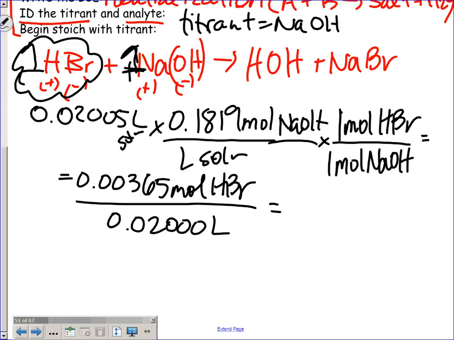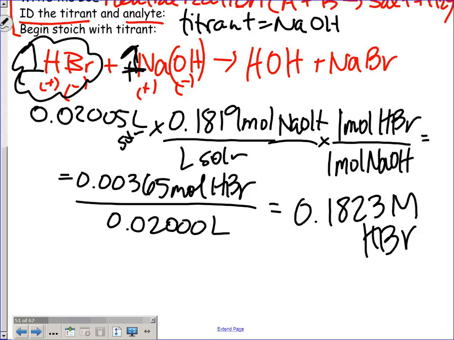When you divide, shout it out for me. Say again? 0.1823 molar HBr. Because once we've gotten moles per liter, that gives us the chance to change our units back to molarity, which is what moles per liter is. And that is 0.1823. Let's think about if that makes sense as we go here.